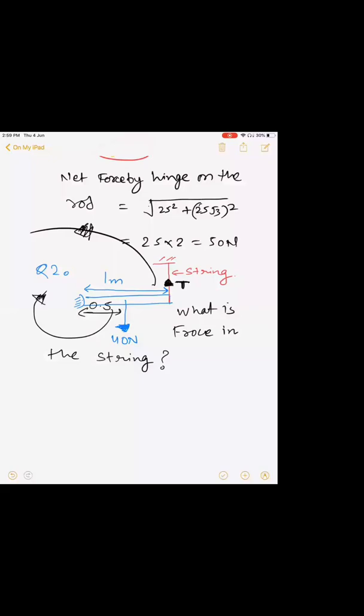Clockwise torque must be equal to anti-clockwise torque. So 40 into 0.5. Force into perpendicular distance. This is force and this is perpendicular distance. So this will make clockwise torque. Anti-clockwise torque is T into 1, force into perpendicular distance. See, this is perpendicular, and this is torque. When you solve this, you'll get T is equal to 20 Newton. Understood?